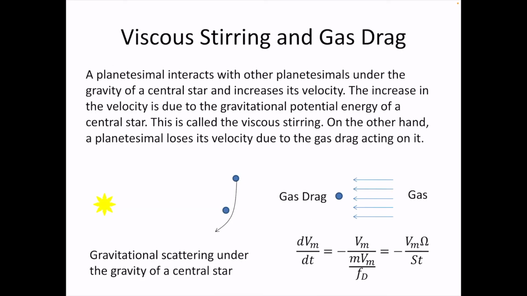Then viscous stirring and gas drag. A planetesimal interacts with other planetesimals under the gravity of a central star and then increases its velocity. The increase in the velocity is due to the gravitational potential energy of the central star. This is called viscous stirring. On the other hand, a planetesimal loses its velocity due to the gas drag acting on it. The change of the velocity due to the gas drag, dv sub m over dt, is expressed as minus v sub m over t sub fd, so using the Stokes number, minus v sub m omega over Stokes number.